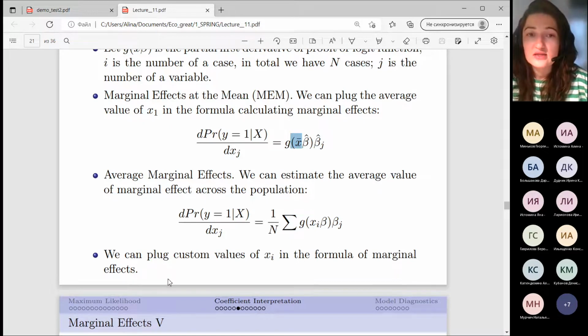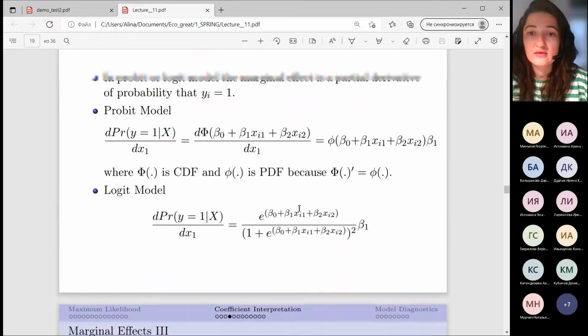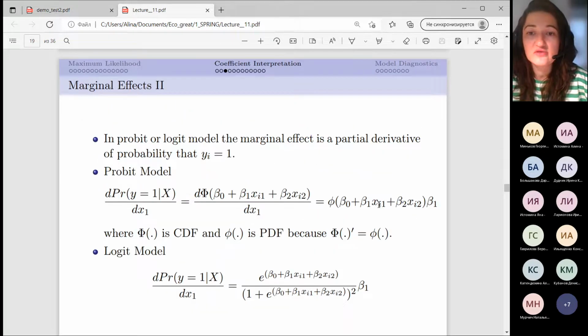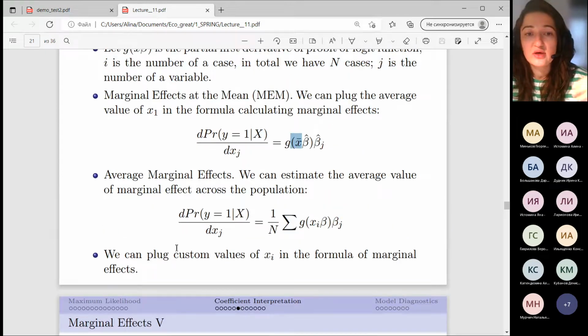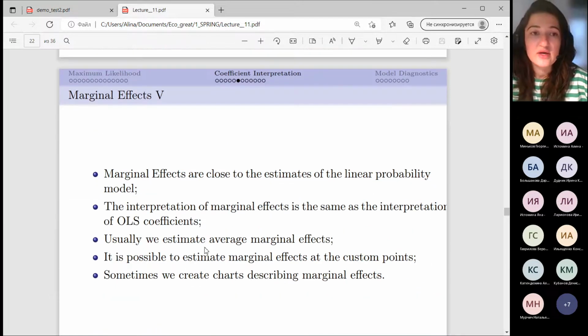So in this case, you can plug these specific values for the x's into this formula. For example, instead of x1, you plug in that it is a female. Instead of x2, you plug in that this female has 14 years of schooling, and so on. Okay, so the third option means that you plug in some custom values of x. So let's summarize. What does it mean?